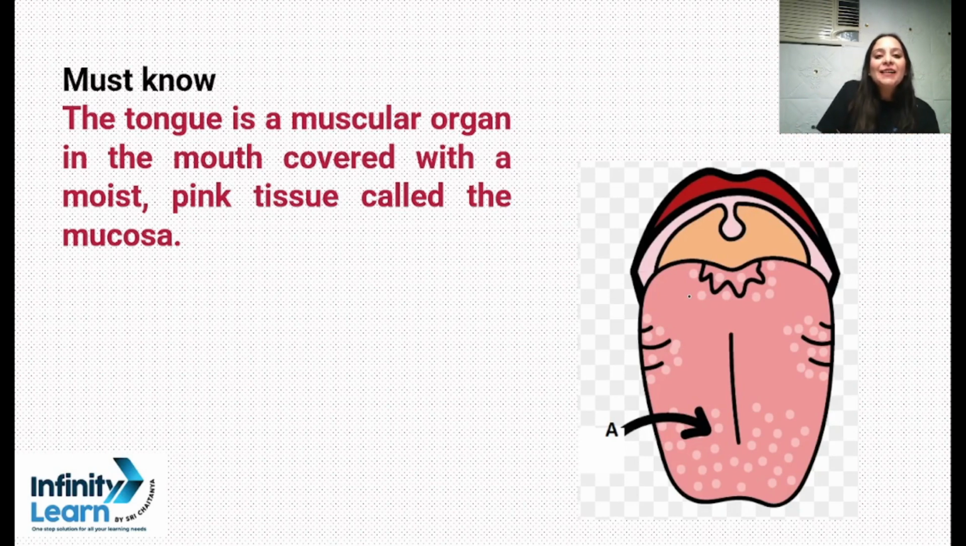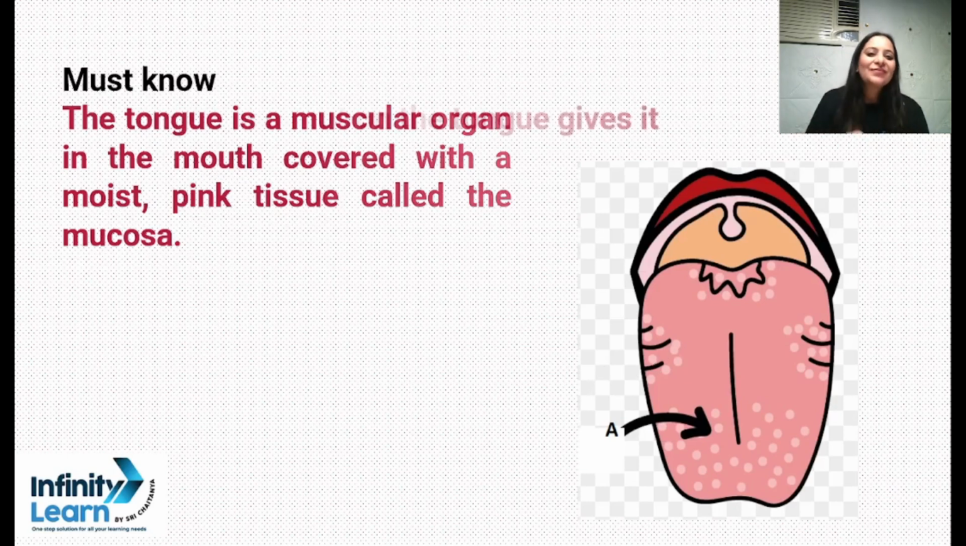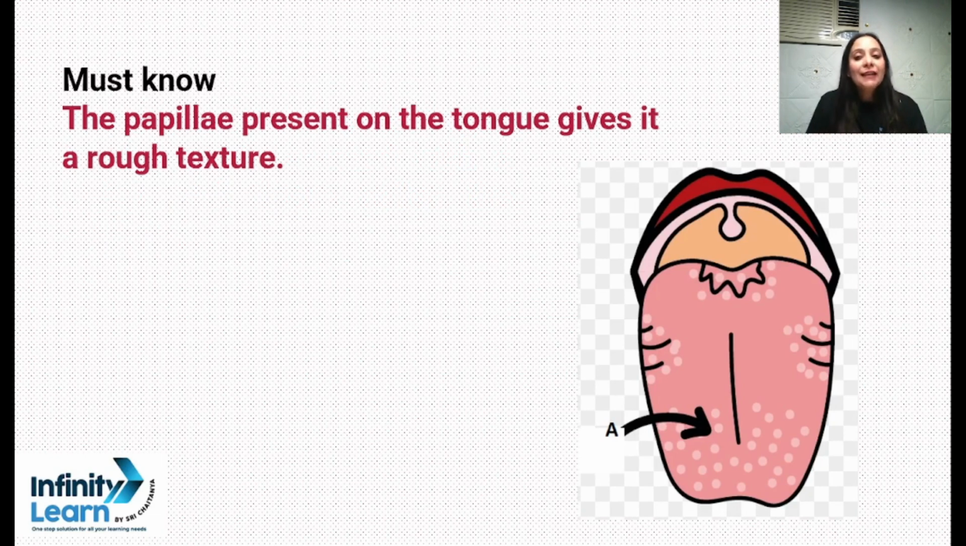See, a tongue is a muscular organ. It is very important to know that the tongue has muscles in it. A tongue is a muscular organ. It is present in the mouth and it is covered with a moist pink tissue. Whenever you see your tongue, you can see that it is pinkish because it is covered with pink tissue called mucosa. What is the name of that pink tissue which makes your tongue look pink? It is mucosa.